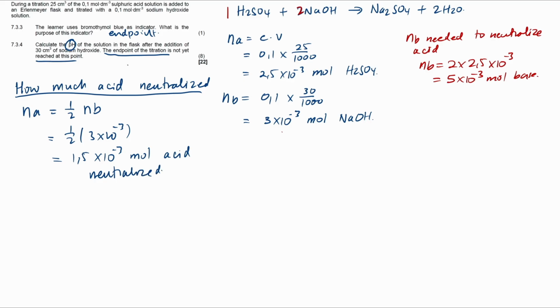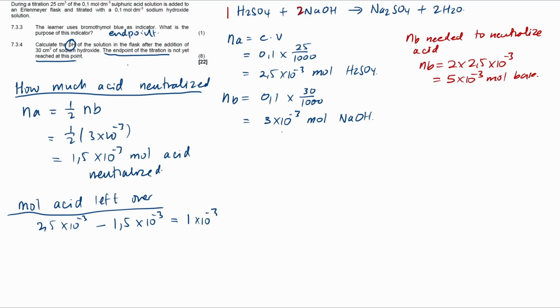Now from here we can calculate how many moles of acid are left over. So moles of acid left over is how much we started with, 2.5 × 10⁻³, minus how much was neutralized, 1.5 × 10⁻³. And that's equal to 1 × 10⁻³ moles of acid that's left. Now, because remember the acid is in excess, we expect a pH that's going to be less than 7.